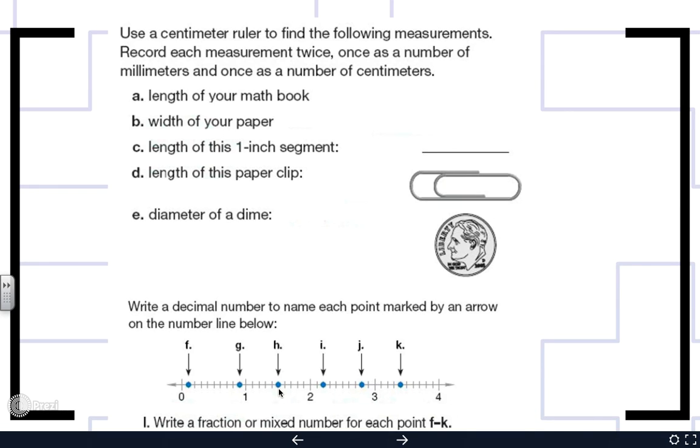And then for letter L, you're going to write the fraction or mixed number for each of these things. Remember, they're out of tenths.